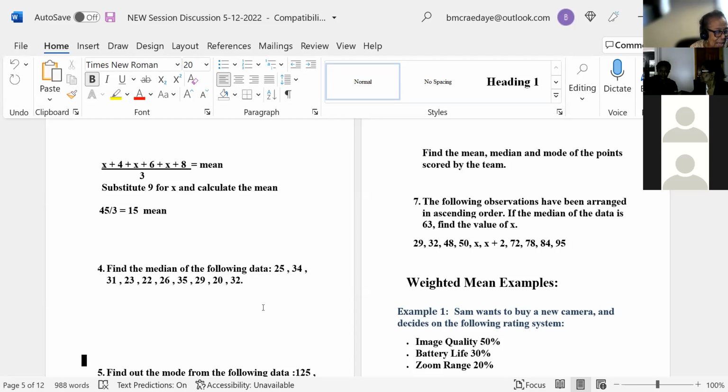And how many data items are there, Alva? You're doing number 4. How many data items are there? 1, 2, 3, 4, 5, 6, 7, 8, 9, 10. Ten, Miss Barbara. Yeah, 10.